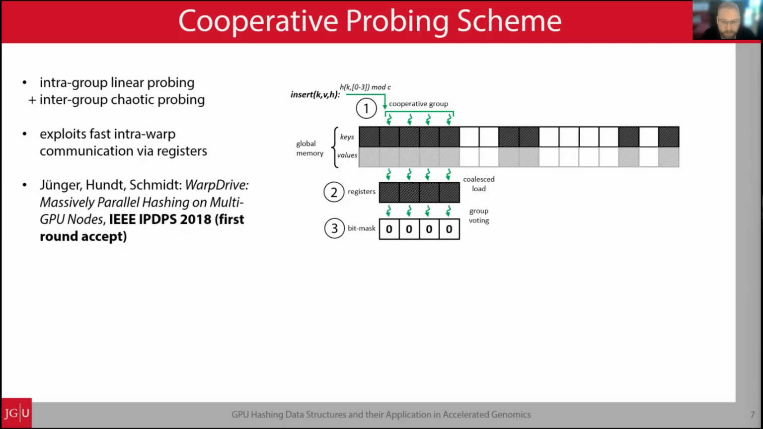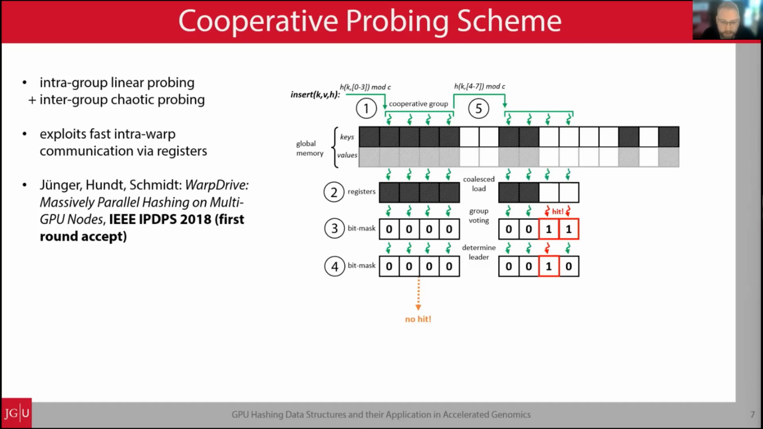The group cooperatively determines which slots within the window are unoccupied. This is realized using the before-mentioned vote operations. Here in this example, all slots within the window are already occupied. So we move to the next probing window according to the outer double hashing probing scheme.